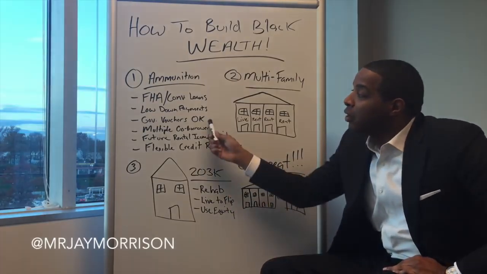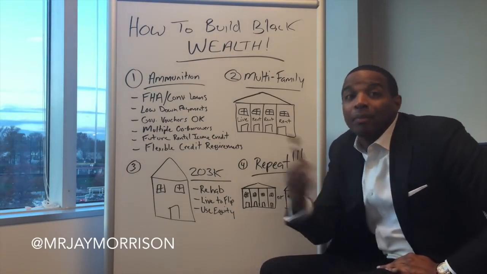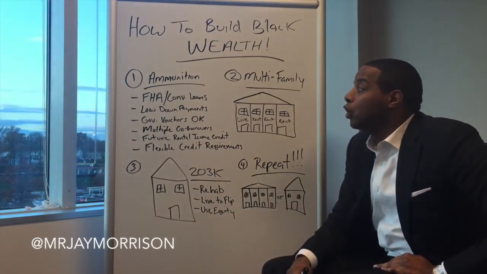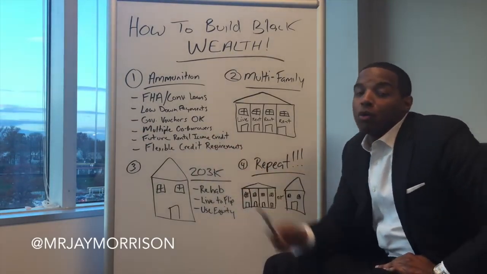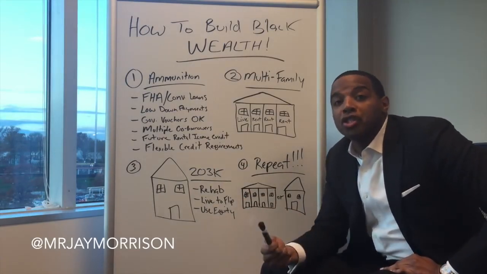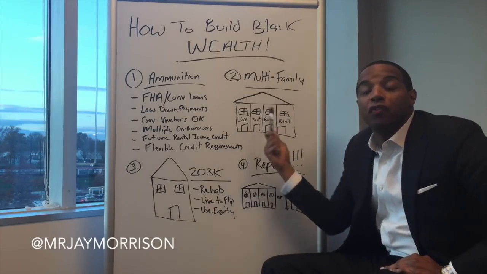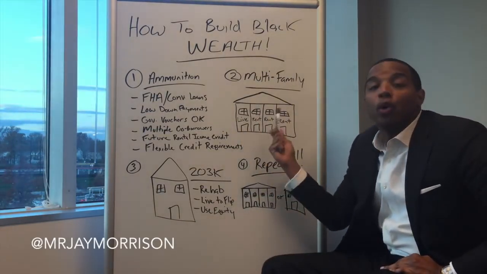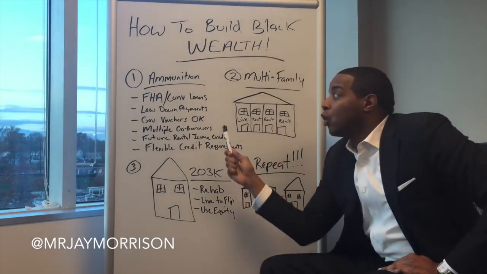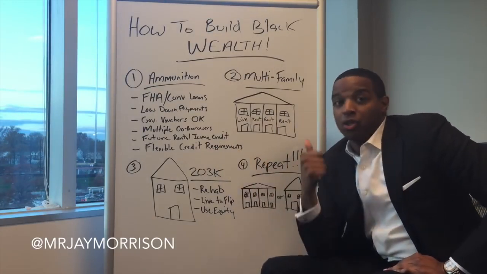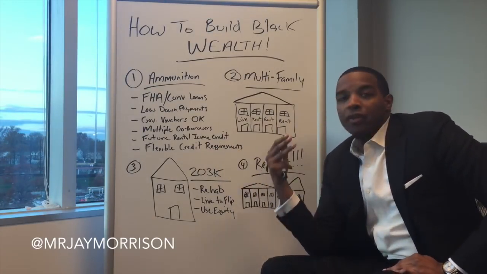So this is a big underutilized tool in the black community, in the black and brown community. Also, multiple co-borrowers are okay when purchasing your first property, and we're going to get into what kind of property, 1 to 4 units. And I'm going to be talking about 4 units to start. So you can have your aunt, your uncle, your cousin, even a friend.